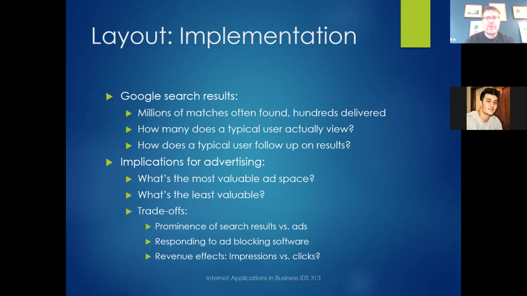So Google knows a typical user only views a few of those search results, right? Ideally, Google is able to give you the best result in the first 3 or 5 search results. So most users never even look at the second page. So that's one example of how Google can adapt this, right?